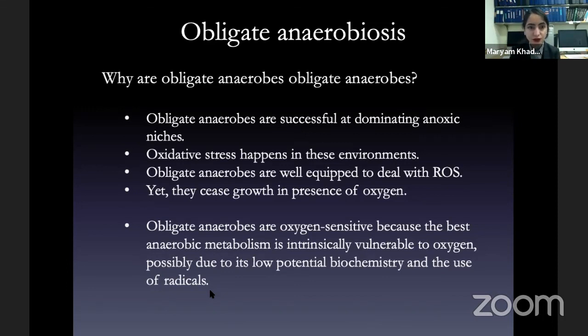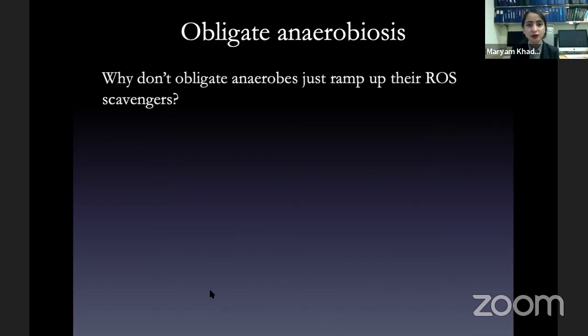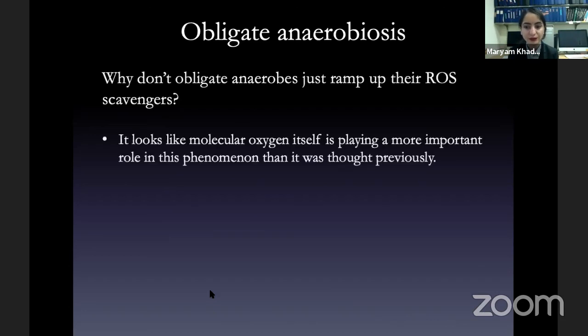And the second question was, why don't they just ramp up their ROS scavengers? Now, if you remember, I showed you that the right branch of metabolism can be fully inactivated by O2 itself. It means that even if the cells have no hydrogen peroxide and no superoxide in them, the growth would still stop because O2 itself would damage PFL and PFOR. Right? And therefore, the role of molecular oxygen in this phenomenon is probably more important than what we thought.